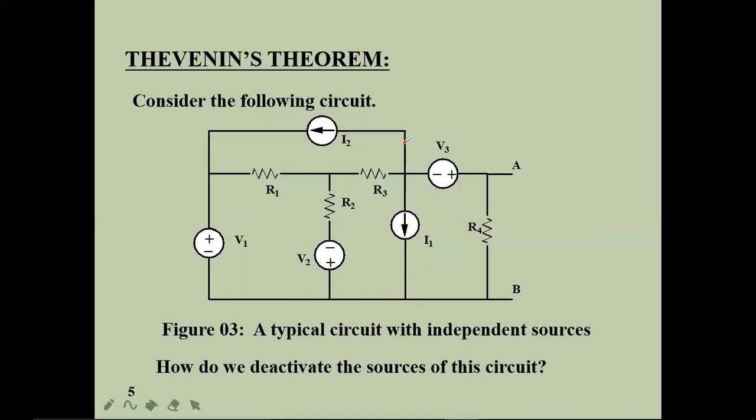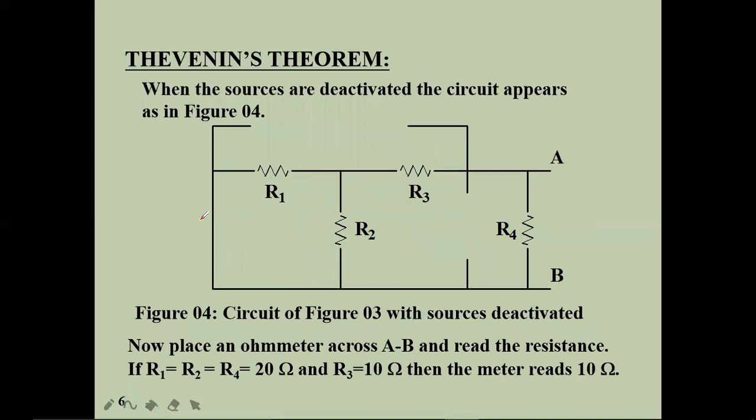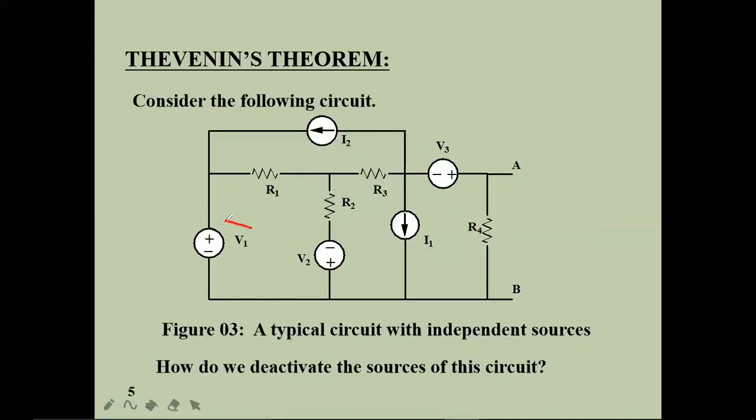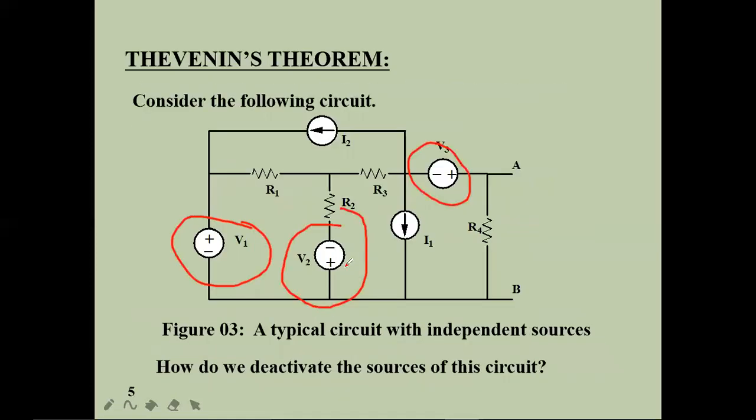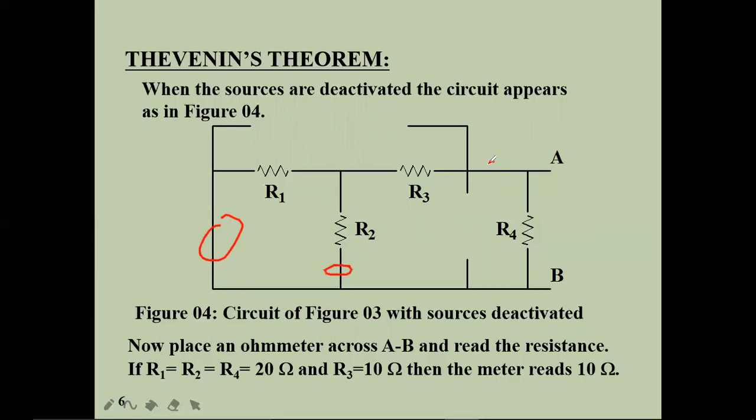So let's observe V1, V2, V3. How is this going to be replaced in this circuit? Let me observe figure 4. In this figure 4, see here, this is going to be replaced with this. Observe this V1, V2, V3. These three are going to be replaced with short circuits. See, this is 1, this is 2, sorry, this is 3. Right? These are three short circuits.